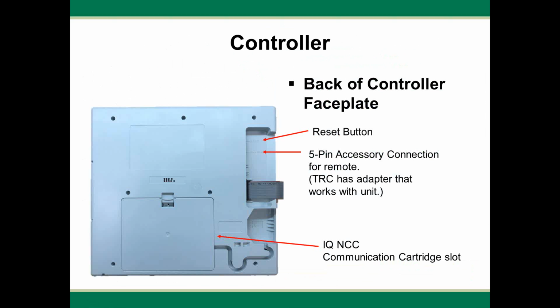And then we also see the IQ NCC communication cartridge slot. This is where and how we'll be able to take our IVM controller and connect up a communication cartridge so that we can then see central controls. We'll be touching a little bit later on today. I do have another webinar this afternoon about IQ4 and about central controls, and we're going to talk about that in another webinar. So if you want to understand more about central controls, tune into those.